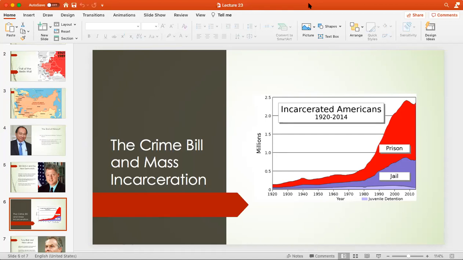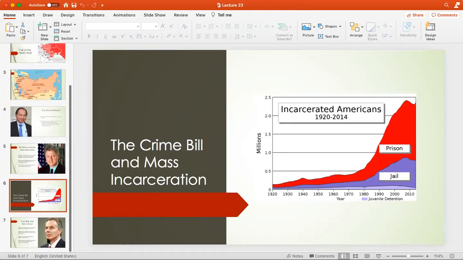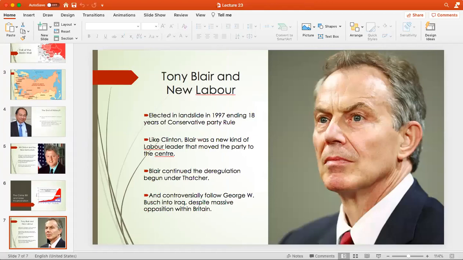And of course, not just in the United States, right? Just like we saw the emergence of new types of Republicans in the 1970s and 80s in Britain with Margaret Thatcher and Ronald Reagan, we also see the same move in Britain with Labour in the 1990s.